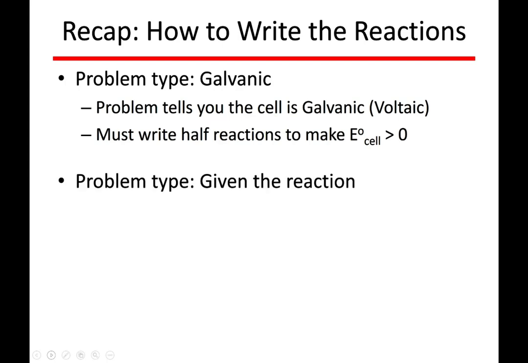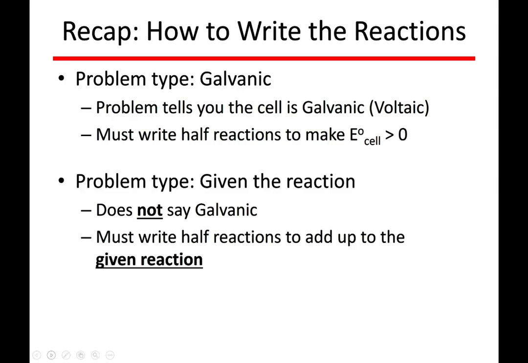A different type of problem that you could see is one where you're given the overall reaction and you have to predict whether or not it's spontaneous. And so in this type of a question, you will not see the word galvanic included. And the reason for that is because you do not know whether the reaction is spontaneous or not. You don't know whether the cell potential is positive or not. And so for that reason, the question has to tell you how to write the half reactions. The problem will give you what the overall reaction should be. And then you have to arrange the half reactions so that they add up to the overall reaction that the problem has specified for you, right?